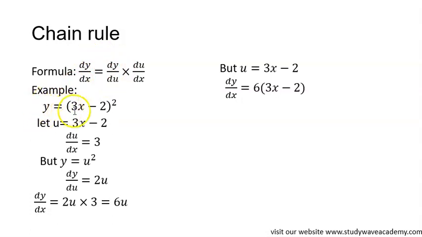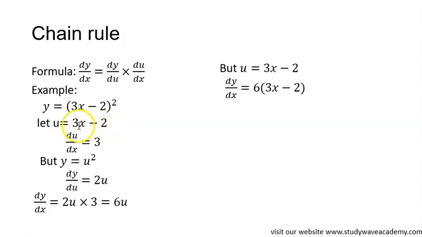So y is equal to (3x minus 2) raised to power 2, okay? Bracket 3x minus 2, bracket close, raised to power 2. So now we are going to say, let u be what is inside this bracket, okay? Everything inside the bracket except the square. So let u be 3x minus 2. This is what is inside the bracket. So now we have gotten u. u is equal to 3x minus 2.